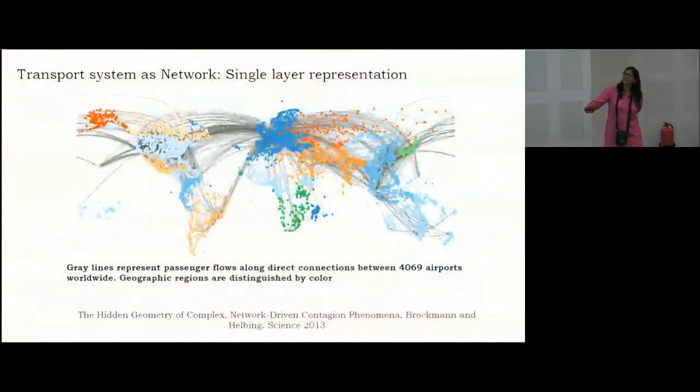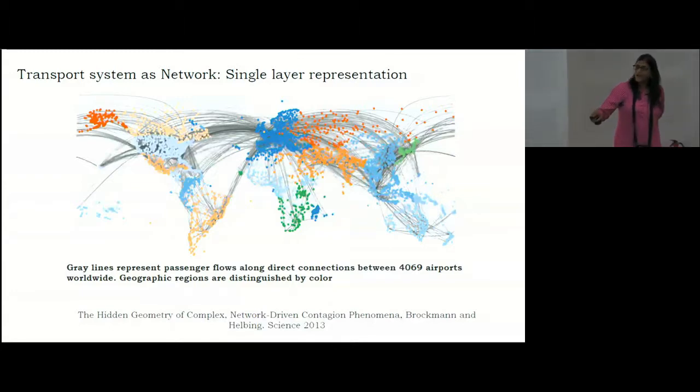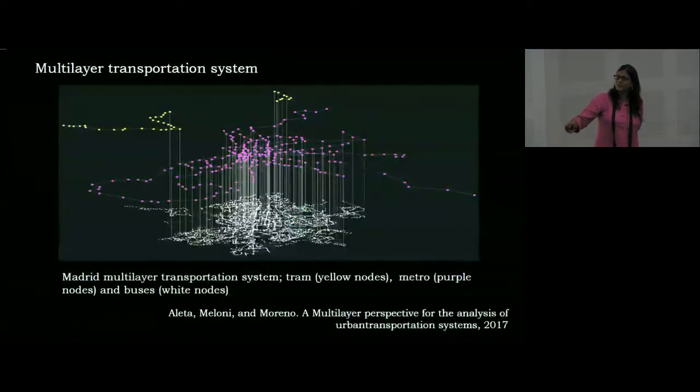Before that, this is a transport system as a network, in a single layer representation, where the gray lines represent passenger flow, taking care only of airlines. In the multi-layer version, yellow shows the tram connectivity, this is the metro connectivity, and the white nodes are the bus connectivity. So it's a multi-layer transportation system, and this is for Madrid. This picture is available on the internet and is constructed using real data.